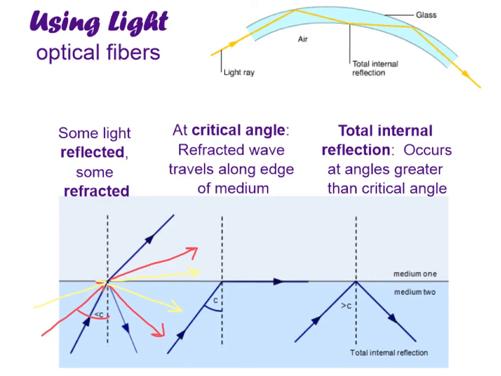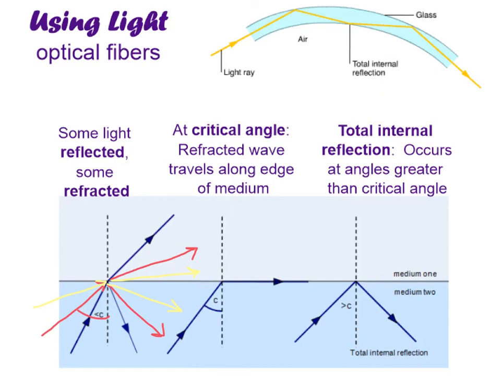Now, what happens if we continue to increase that angle and we go greater than 49 degrees, greater than the critical angle? At that point, when we increase that angle even more, we will get no refraction, but only reflection. And that is called total internal reflection. It occurs at angles that are greater than the critical angle. Optical fibers actually use this idea of total internal reflection.